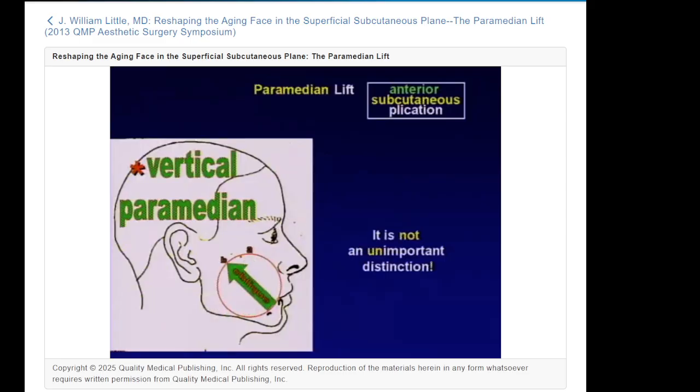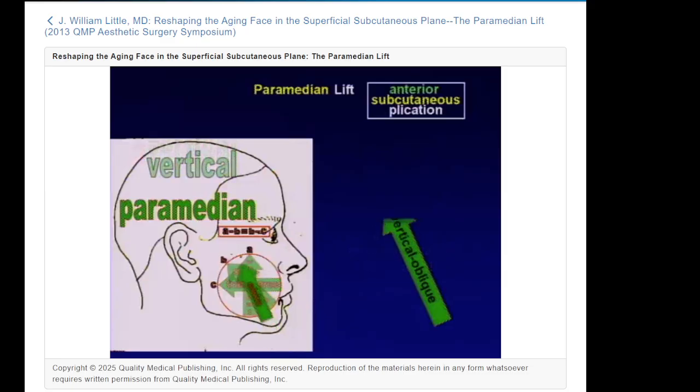There's as much difference between a vertical vector and an oblique vector as there is between an oblique vector and a transverse vector. Nobody's espousing a transverse vector. So I believe very much in the vertical vector. I use a vertical oblique for the skin, as I do for the posterior platysma and for the brow, but all the other 30-some vectors I use in the face are purely vertical, except for those 3.